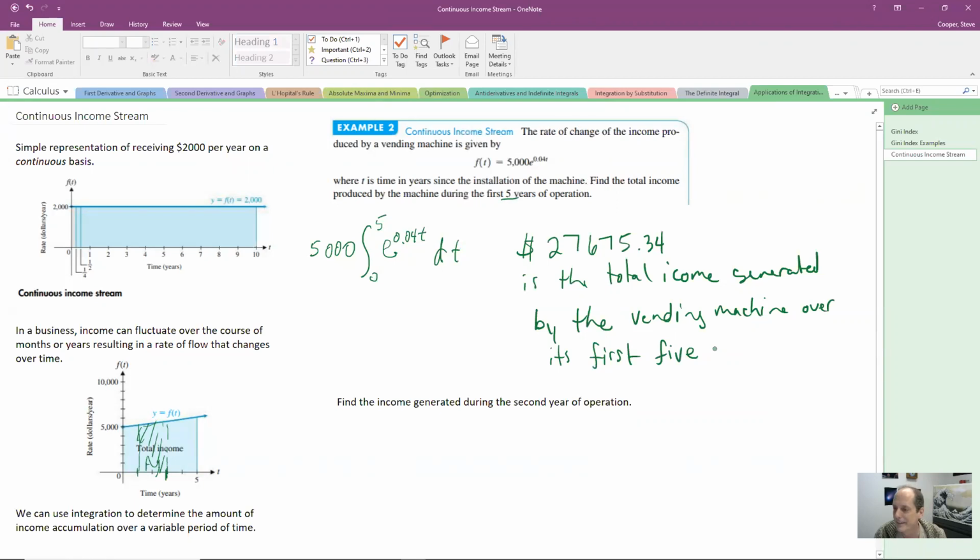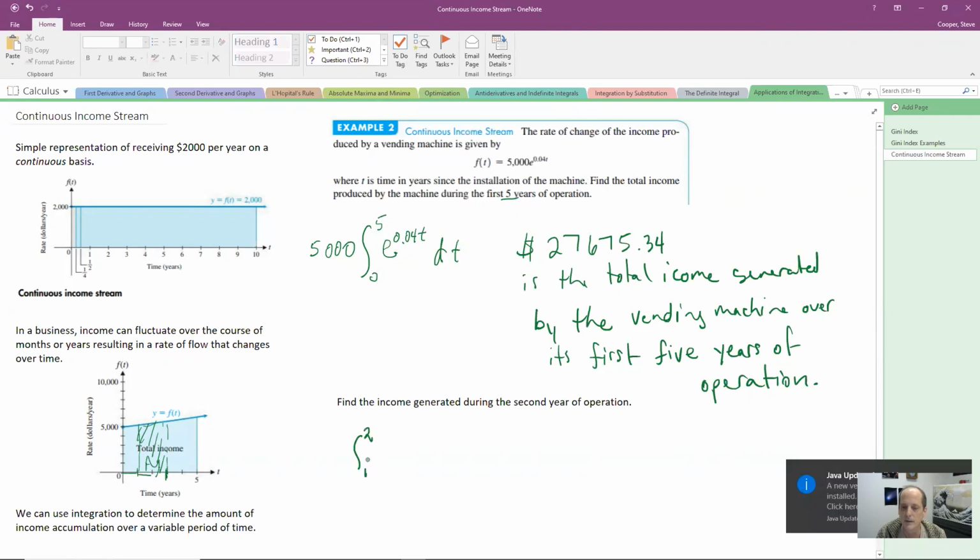A lot of writing. I want to make sure that we describe what we're answering. Okay, here's a different question. Find the income generated during the second year of operation. Well, this is the first year, and then the second year goes here. So that just implies that we want to know how much we made after year one ended up to year two.